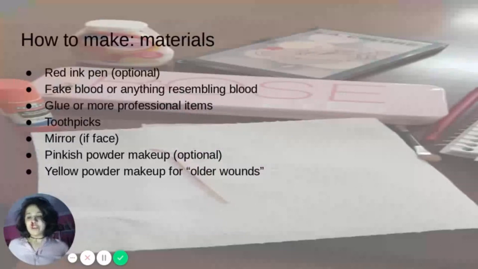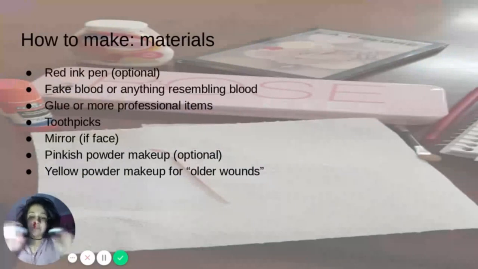For your materials, you will need a red ink pen. I do not need it, and I threw it out last take. But you will need it if you want to make an outline of where you want to make your wounds first.